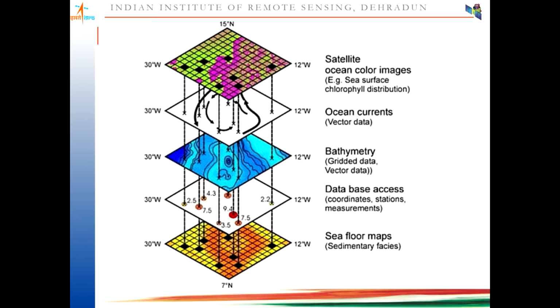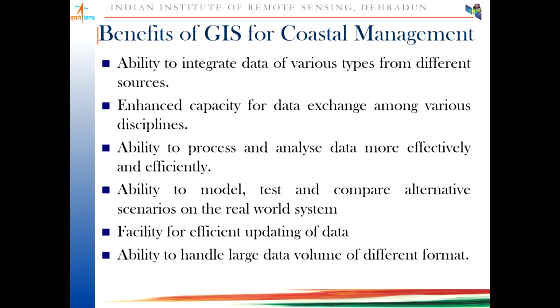So all those different layers are supposed to be superimposed in a GIS to get some solution for a certain kind of study, which was not possible earlier, to incorporate various types of data. Like you see, there's point data, there is vector data, there is gridded data, there is raster data, there is sedimentary facies. So all can be joined together in a GIS.